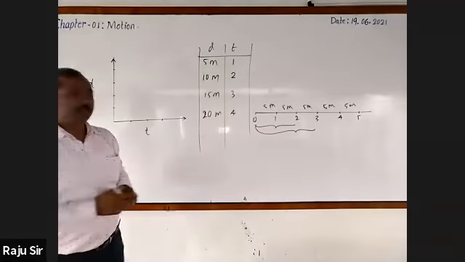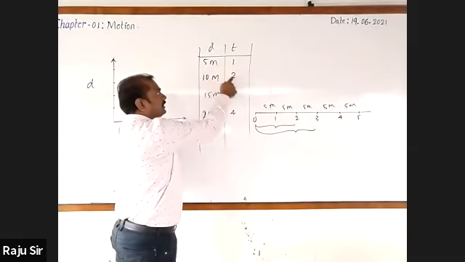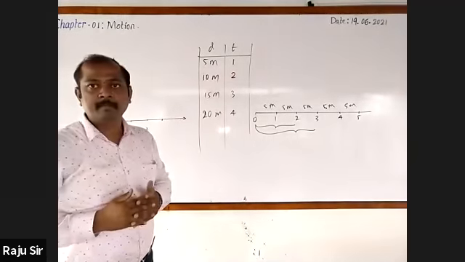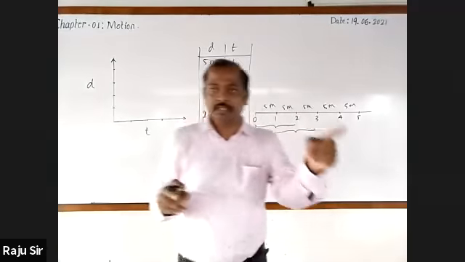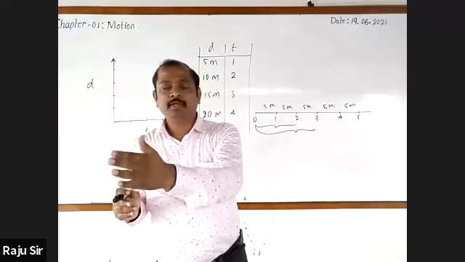Look here. Can we say that here the body is covering equal distances in equal intervals of time? Yes, sir. What do you say about the motion of a body if it covers equal distances in equal intervals of time? Uniform motion. What do you say about the velocity of a body if it covers equal distances in equal intervals of time? Uniform velocity.